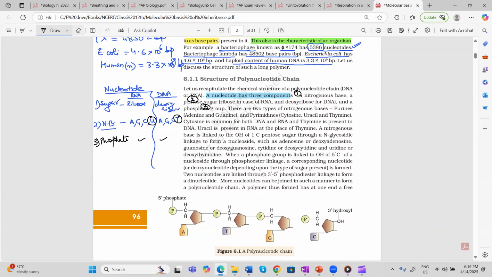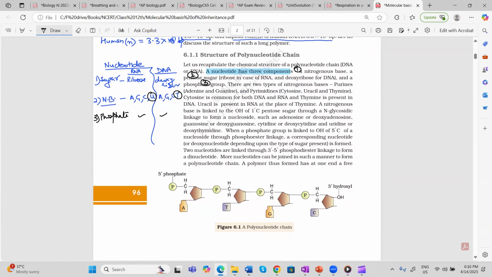Yes, ma'am. Now, how is the sugar attached with the nitrogenous base? Now, let me explain this diagram. Understand the numbering of this diagram, please. This is carbon number 1, carbon number 2, carbon number 3, 4, and this is the fifth carbon. Try to do this numbering with every carbon. You will find your answer. You are getting it easily.